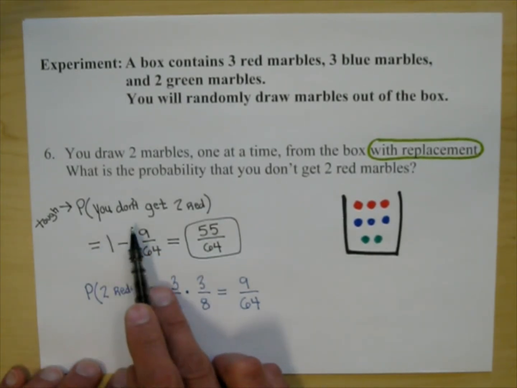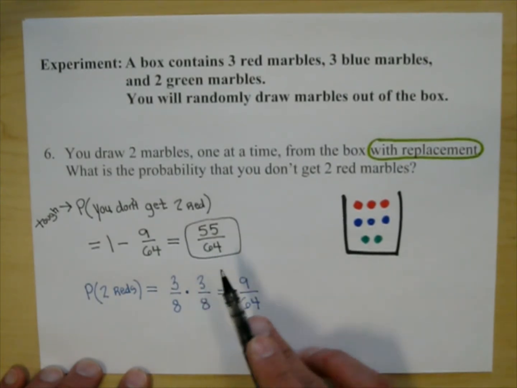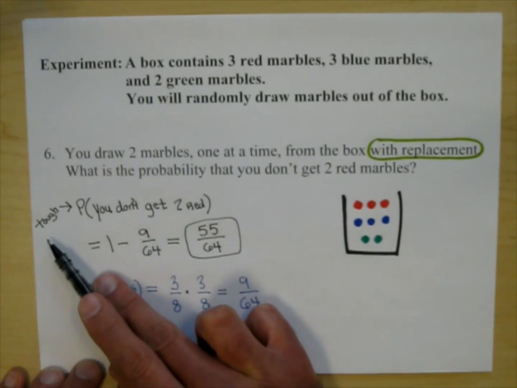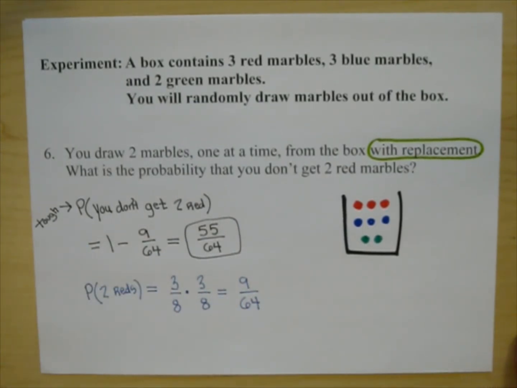Could we have done this problem directly? Yes, but we would have had to break it up into a few cases, and then you would have had to add the cases at the end, and it would have been a little messy. You would have got the same answer, but it takes longer. I guarantee you we're going to do ones that are even tougher that you will not want to do directly. So let's go ahead and go to problem number 7, which kind of has the same setup with 3 red marbles, 3 blue marbles, and 2 green marbles.